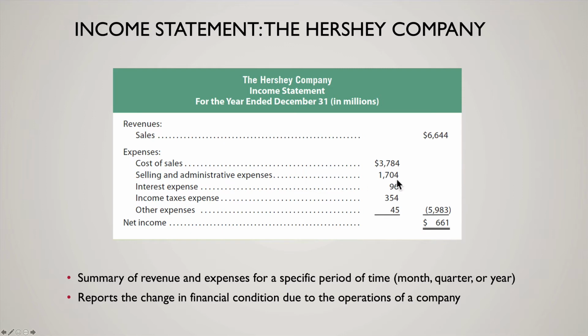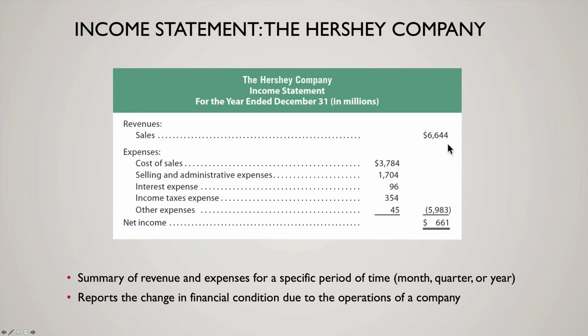And then the selling and administrative expenses associated with marketing and distributing and administering the business and all that is another 1.7. It costs them $96 million to pay interest on the loans that they have outstanding. They had to spend $354 million in income taxes on the income of the business. They had some other expenses, right? So that added up to $5.9 billion in total expenses.